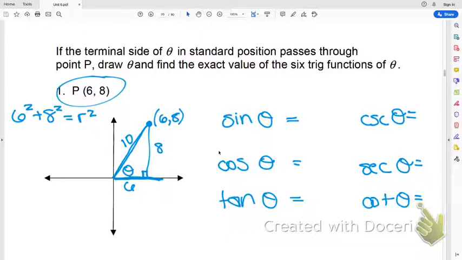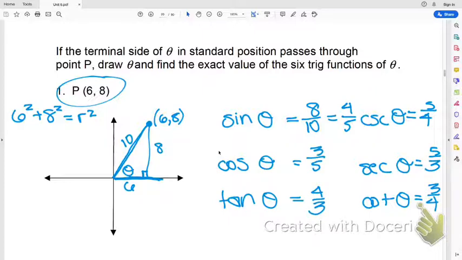Using our new definitions, sine, try not to think of it as opposite over hypotenuse, even though that's the immediate way you want to. It's your y over your r. So y is what? 8. r is 10. Reduce: 4/5, which immediately tells me cosecant is what? 5 over 4. Take a minute in your little tables or by yourself, either way, and see if you can finish out the other 4. Any issues so far with setting up our sine, cosine, tangent values here? They're just fractions, they're ratios.